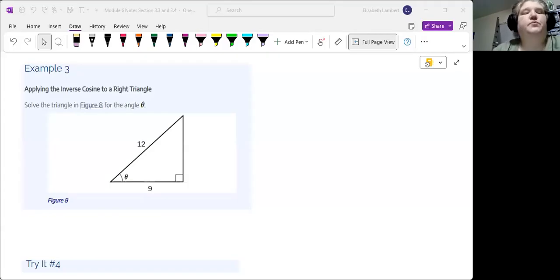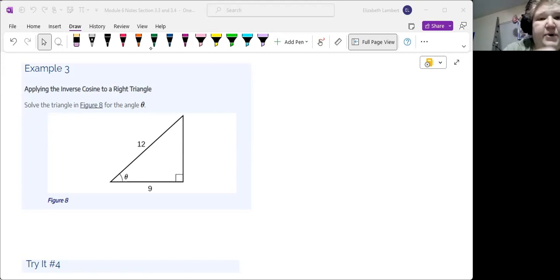All right. So looking at example 3 here, this is the whole purpose in life of inverse trig functions, is to let you solve for an angle. So here, they're asking us, what is the angle? What does it measure? And all I know is that one side of the triangle is 9, and this other side over here is 12.